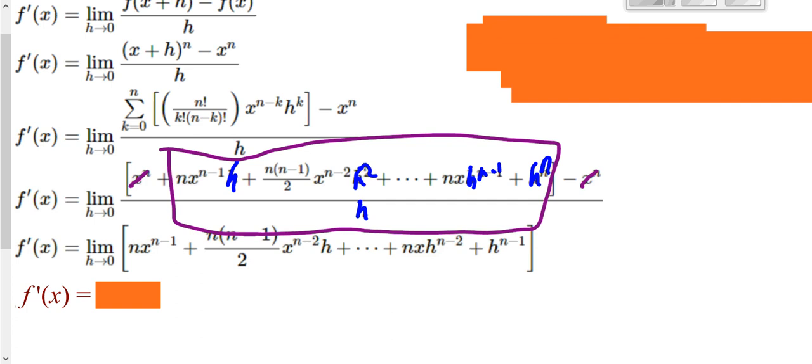So then you do your limit as h goes to 0. Well, there's no h's left, so it doesn't do anything to that. There's an h being 0 here, so it cancels out this term. There's an h being 0 here, cancels out that. H being 0 cancels out that. So you're only left with this here. So that's really the proof of your power rule in a quick overview.